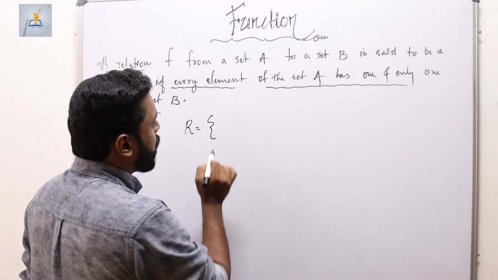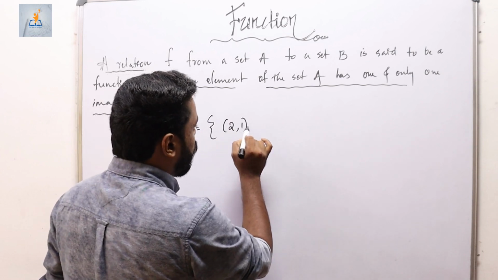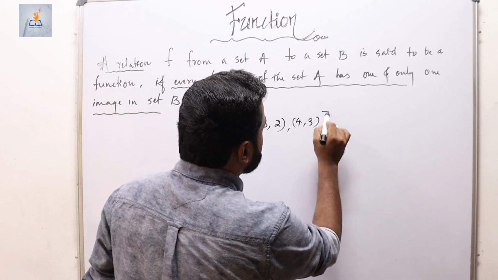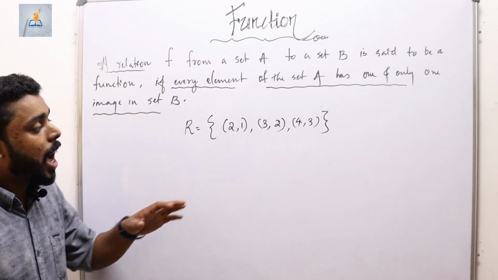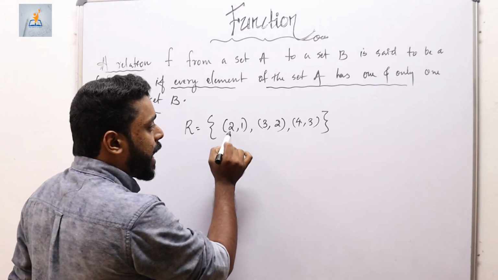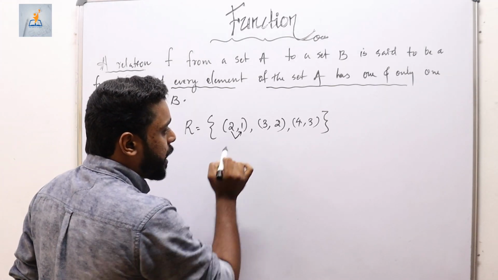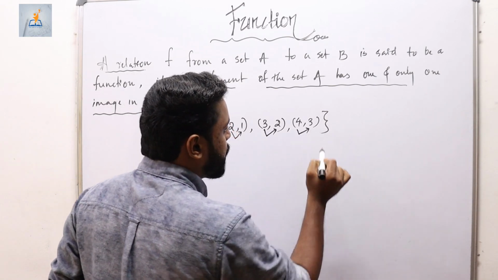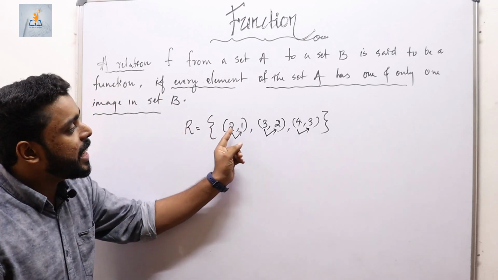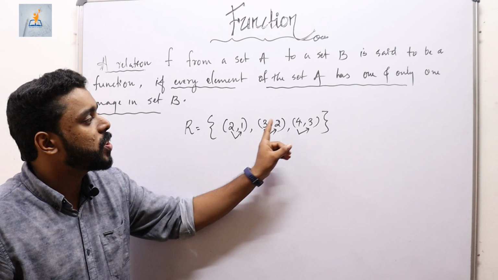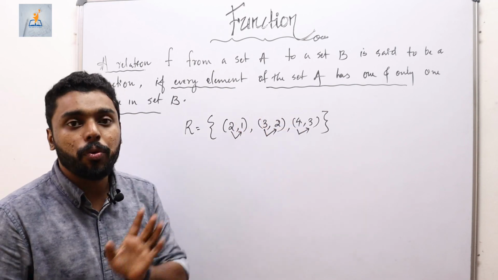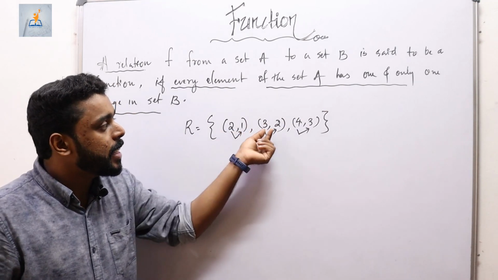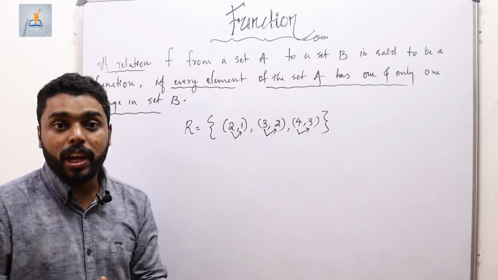Suppose that the relation R is given by {(2,1), (3,2), (4,3)}. You can easily observe that 2 has image 1, 3 has image 2, and 4 has image 3. You can see that every element in the domain 2, 3, 4 has one and only one image in the codomain or in the range. 2 has only one image, 3 has only one image, 4 has only one image.